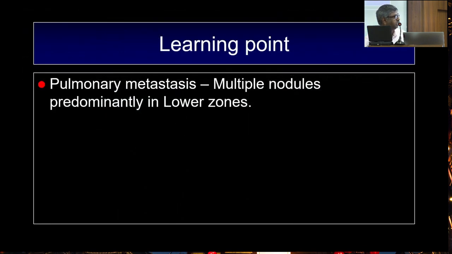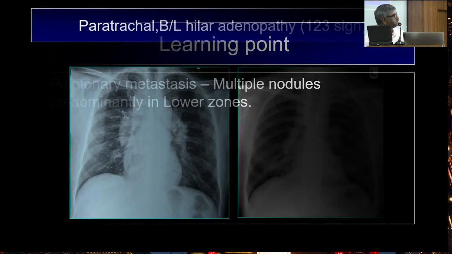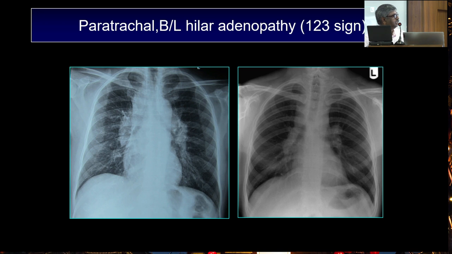And the learning point is pulmonary metastasis usually present with multiple nodules predominantly in the lower zones. And these two X-rays show hilar, these are the hilar regions of the X-ray. There is hilar swelling or hilar prominence or hilar mass on both sides. Right side and left side it is present.